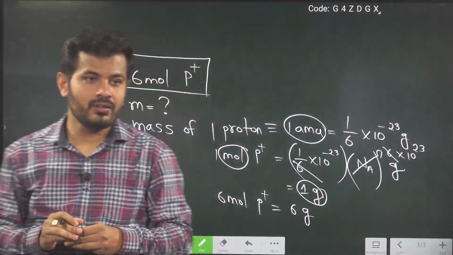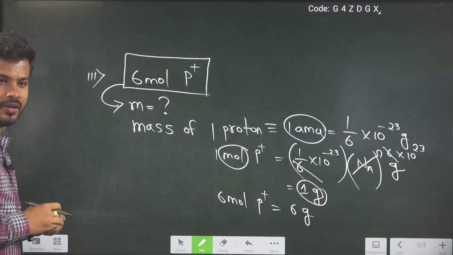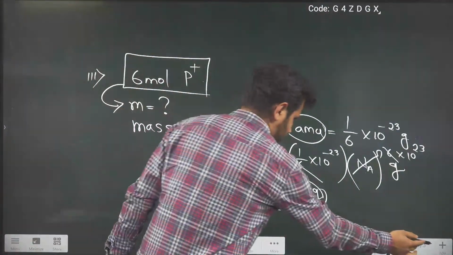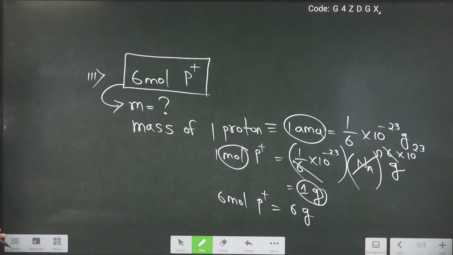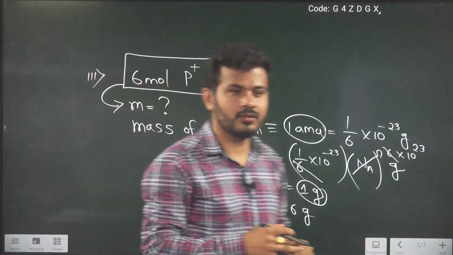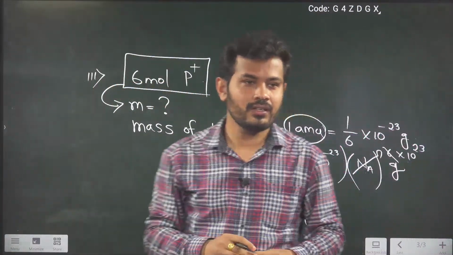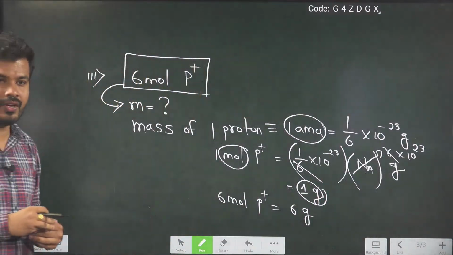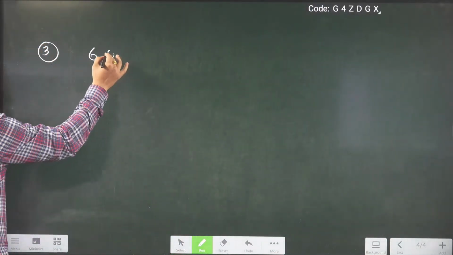Next question, number 3: 6.02 into 10 to the power of 20 atoms of oxygen, we have to find their mass. I hope everyone understood this part. If yes, then give a thumbs up, and then we'll go to the next question. Okay, super. I hope no one is having any doubt.